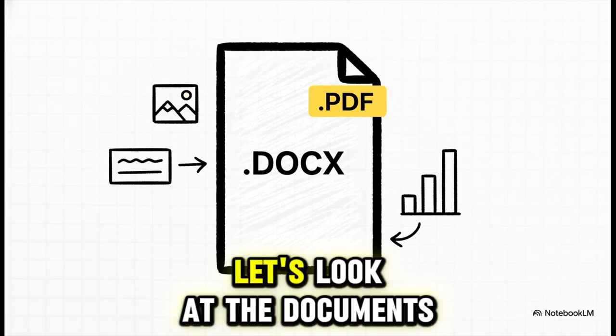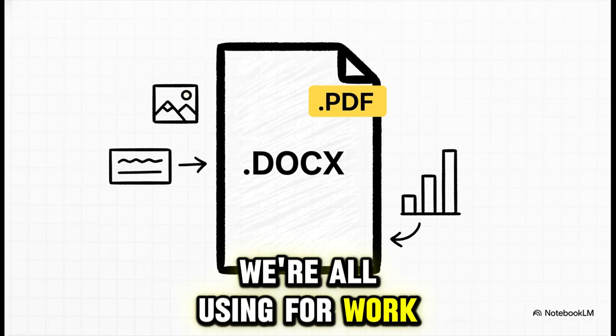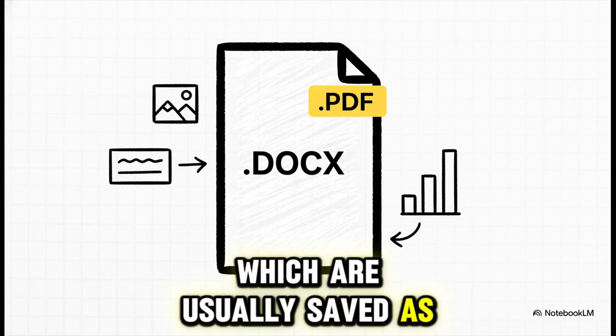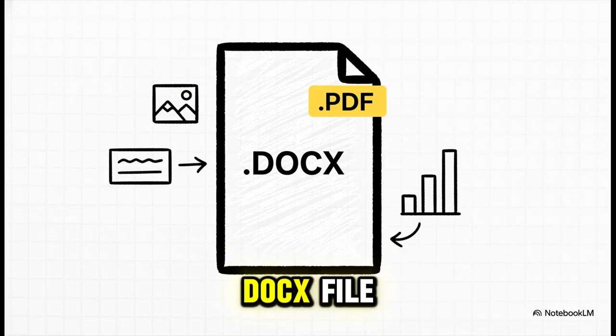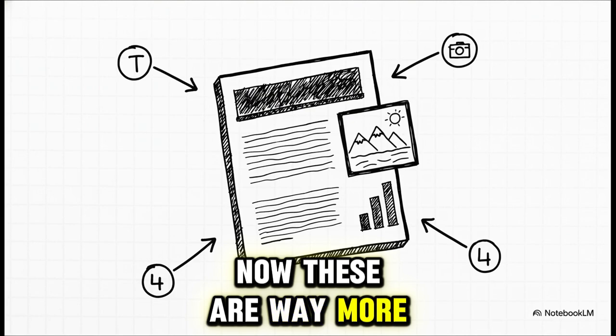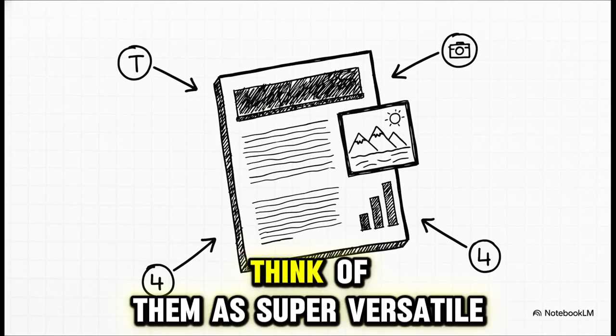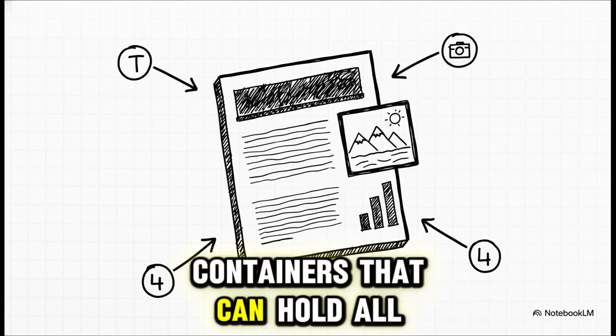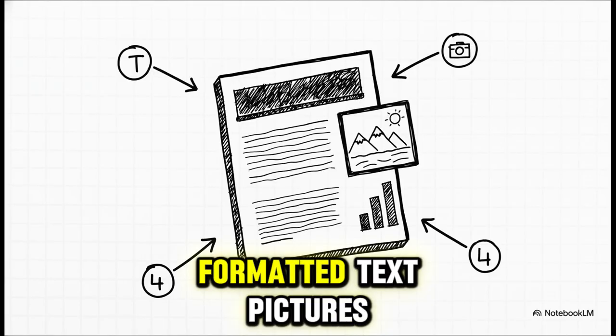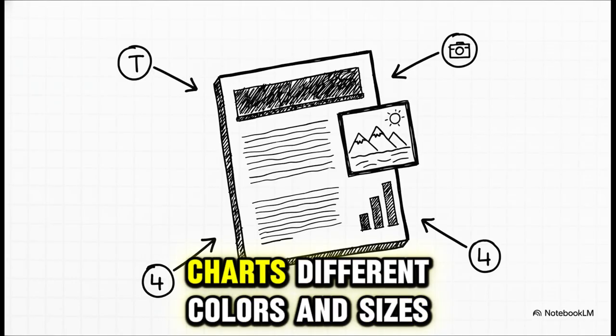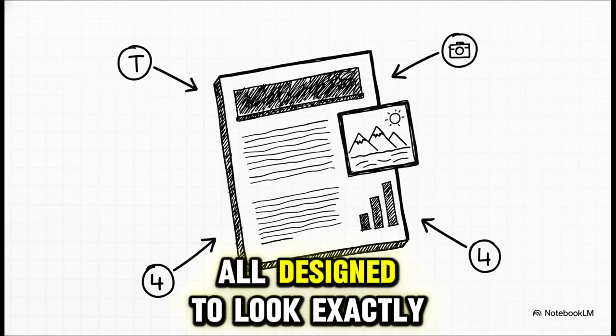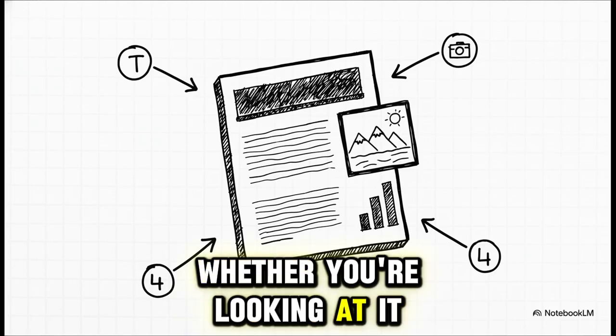And finally, let's look at the documents we're all using for work and school, which are usually saved as either a PDF or a docx file. Now, these are way more powerful than a simple text file. Think of them as super versatile containers that can hold all sorts of things at once: formatted text, pictures, charts, different colors and sizes, all designed to look exactly the same whether you're looking at it on a screen or printing it on paper.